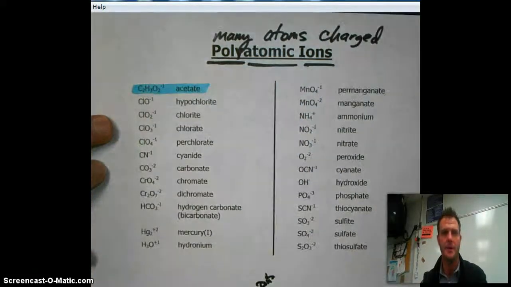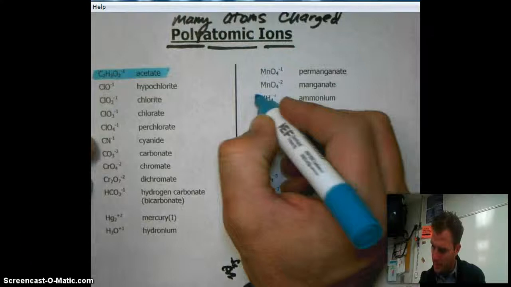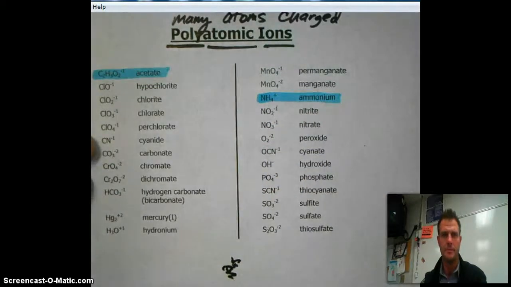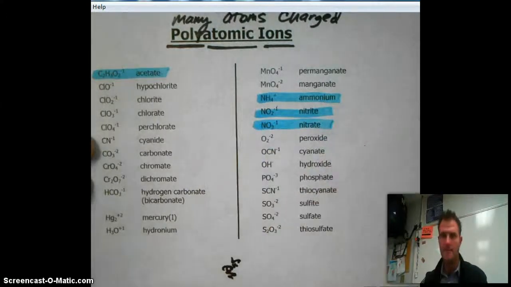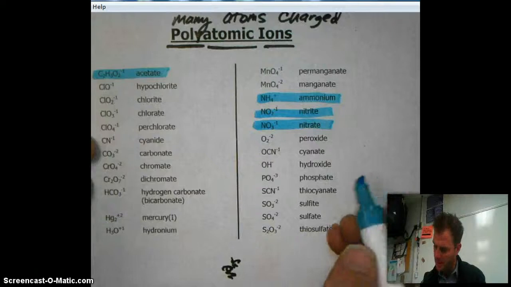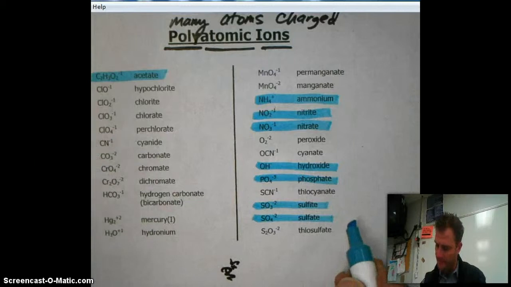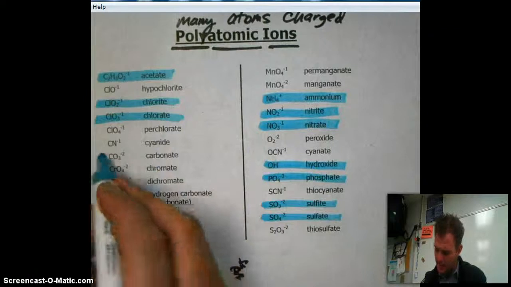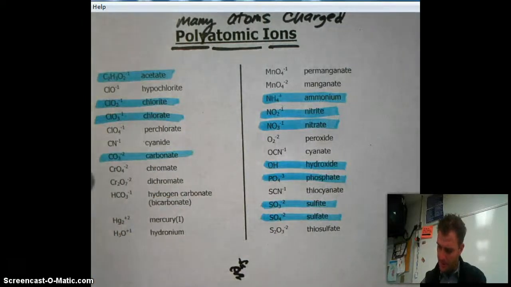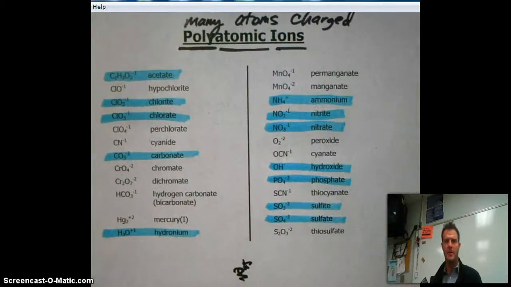Acetate. I need you to know acetate. I need you to know ammonium. I need you to know nitrite, nitrate. I need you to know hydroxide, phosphate, sulfite, sulfate. Chloride, chlorate, carbonate. And this we will deal with later, hydronium, when we deal with acids. But those are the big ones I need you to know at this point.